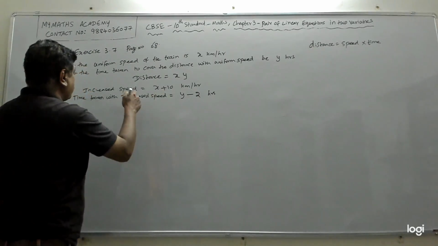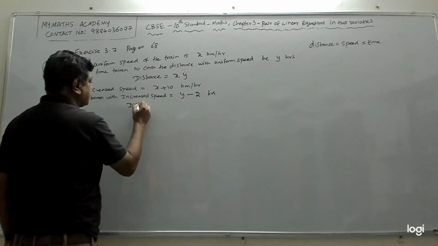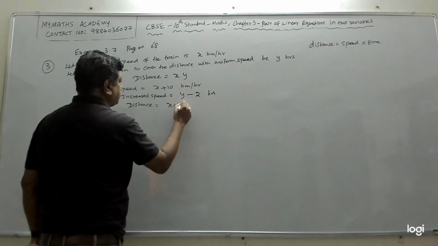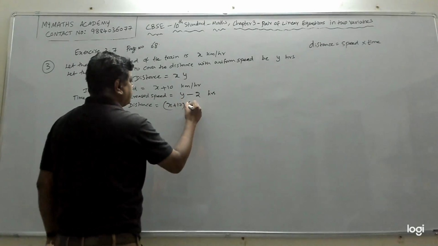So this is what is given. Now what is the distance? It is covering the same distance. In this case, what is the distance? Distance is speed into time. Speed into time, y minus 2.